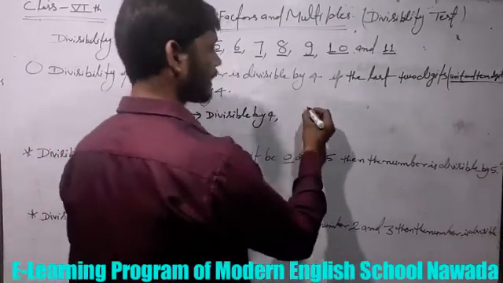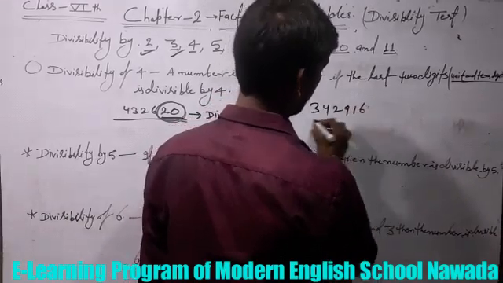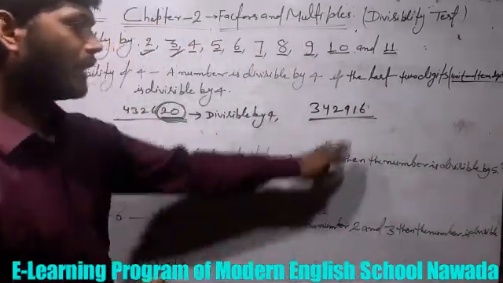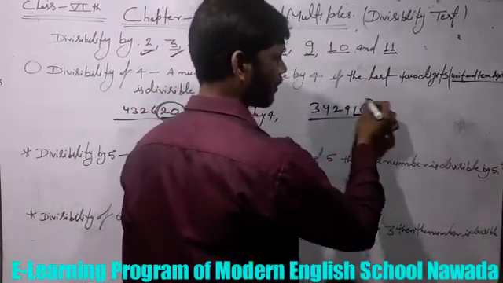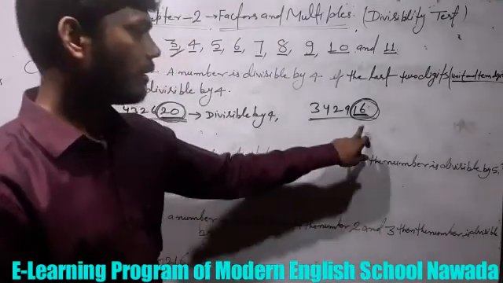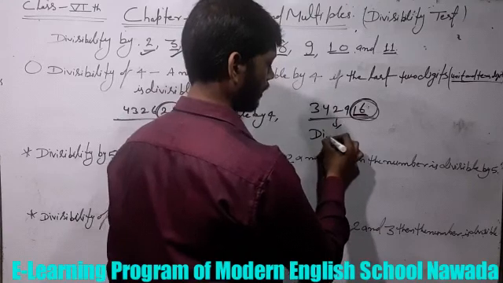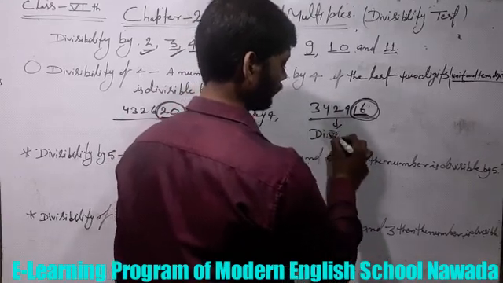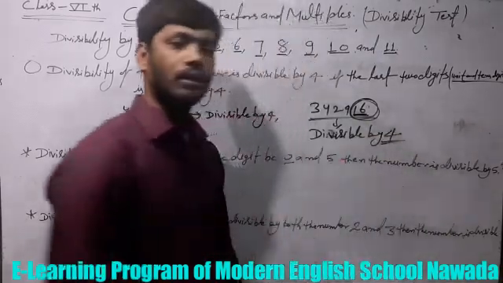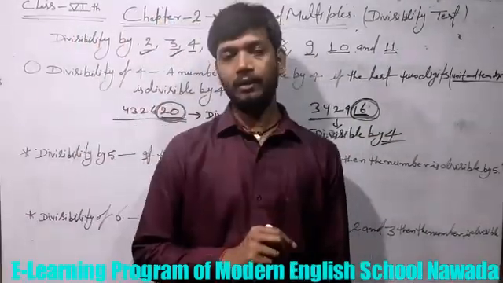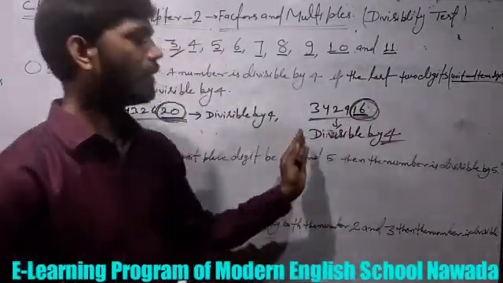Again, in another example, write 3429 16. In this number, the last two digits are 16, and 16 is divisible by 4, that means this number is divisible by 4. I think all the students understand this divisibility rule, and you can easily check any number that is written here.